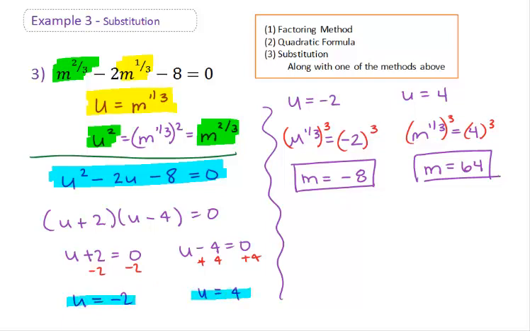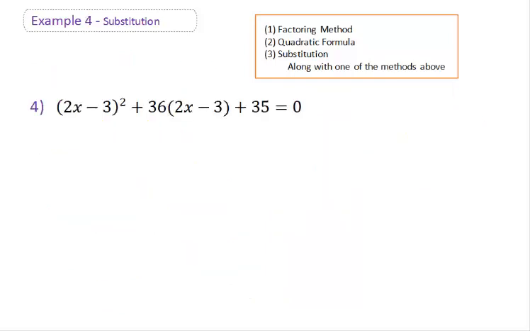But then you need to make that substitution back in. We know that u is equivalent to m to the 1/3 because of that first substitution that we made. So when we resubstituted it back in, we got the same answer. I have one more example of these.